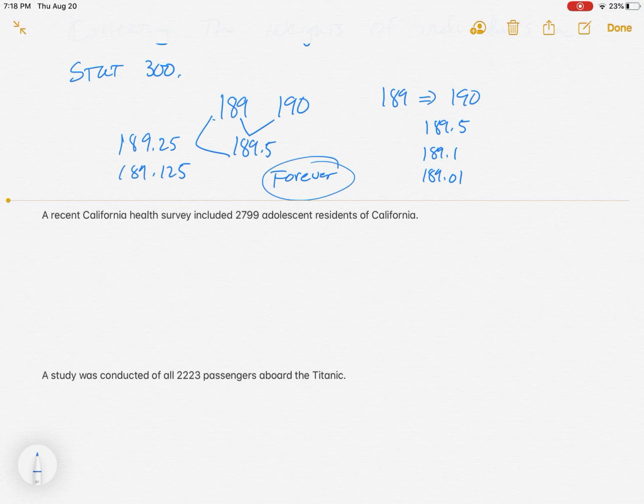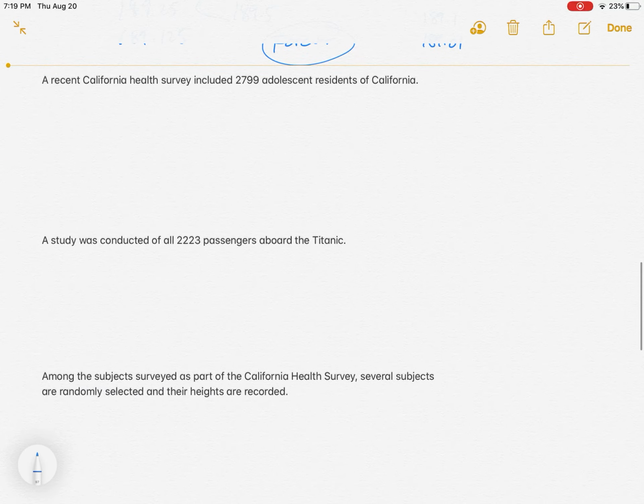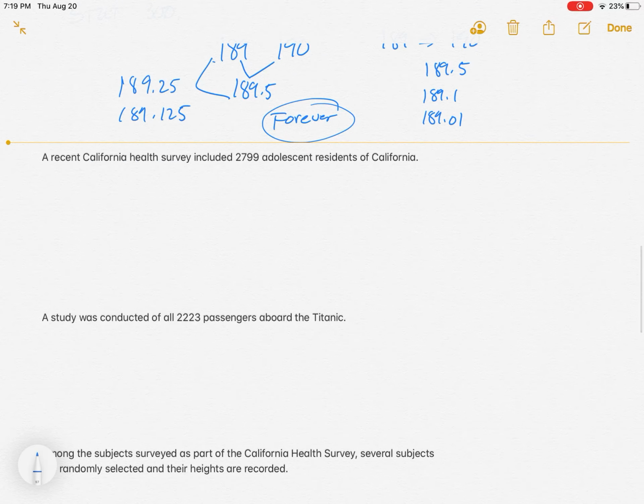A recent California health survey included 2,799 adolescent residents of California. Okay, is that a parameter or a statistic? Is this a population or a sample? And this, actually, that may be the question. For that one, it may be whether something is still a statistic or a parameter. Is the information we're going to get from this a statistic or a parameter?